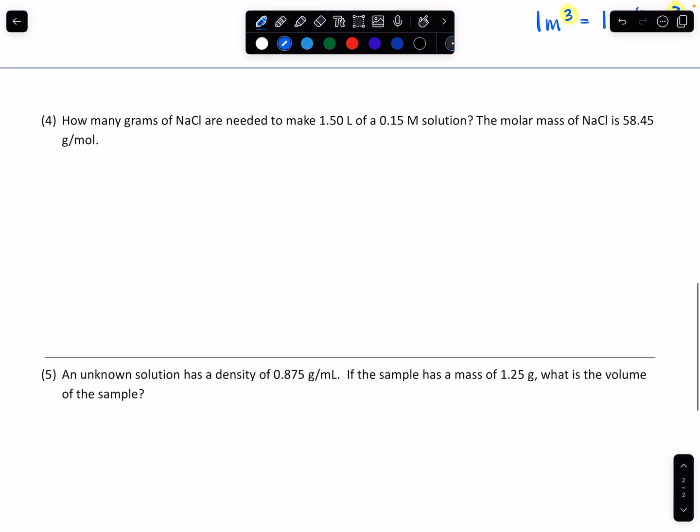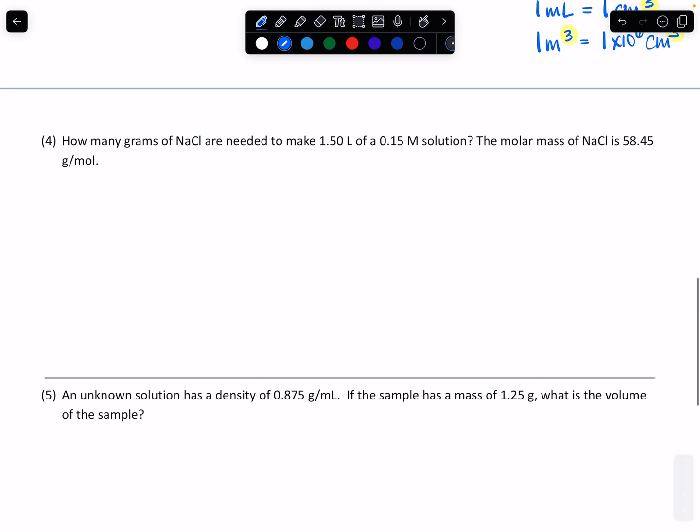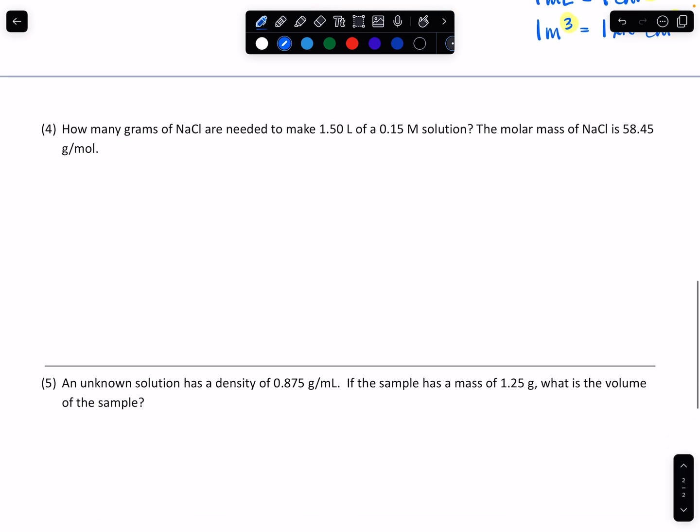All right, now we're going to try a problem where we're going to be doing not so much a unit conversion, but an actual problem solved by using the dimensional analysis method. All right, so what do we have here? How many grams, so we're going to be looking for grams of NaCl, are needed to make 1.5 liters of a 0.15 molar solution? The molar mass of NaCl is 58.45 grams per mole.